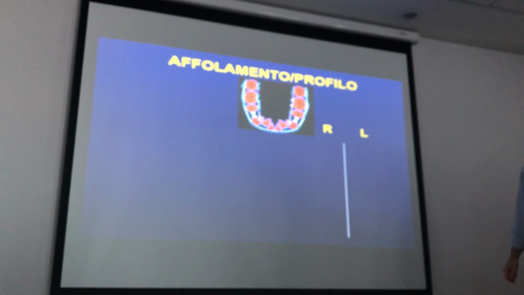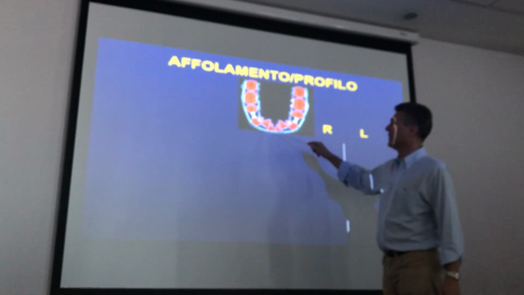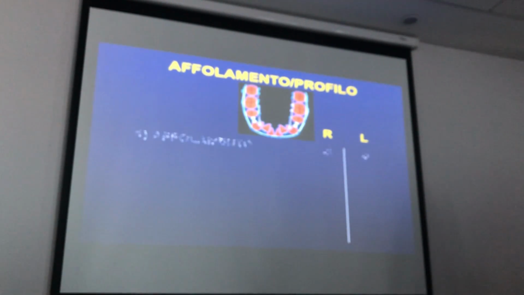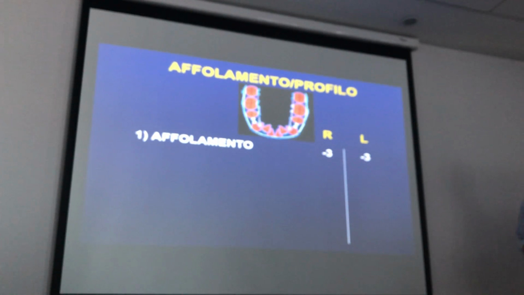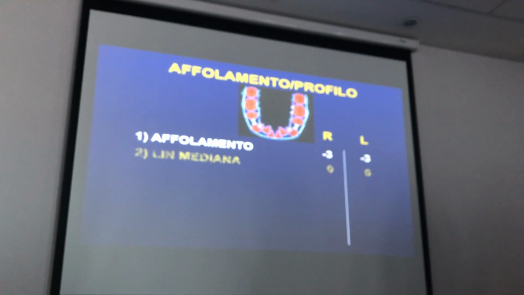Let's say that we have crowding. We have like 3 millimeters crowding in this area and 3 millimeters crowding in this area. Okay? Now, we keep going. We have not only crowding there, but the midline is centered.